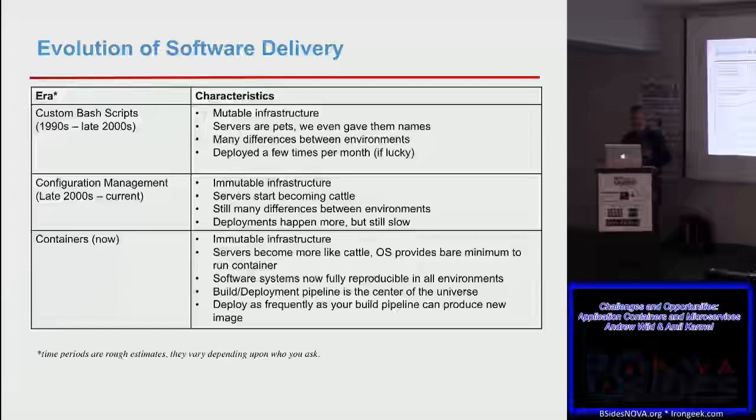The operating system provides the bare minimum, just the things absolutely needed to run the container. You put all your special dependencies, packages, binaries, and libraries in the container itself, not in the operating system. And we're able to deploy as quickly as our continuous integration, continuous delivery pipeline can pump out a new image. So we can deploy very, very rapidly.